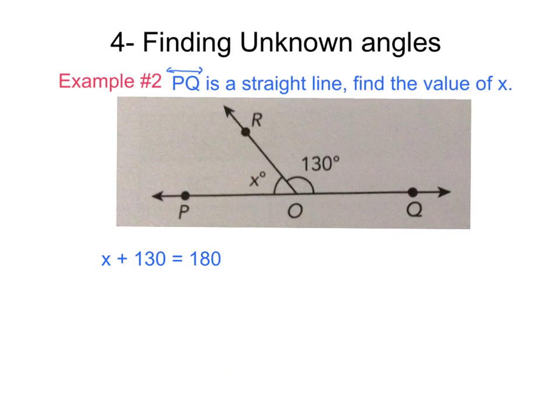So since my goal is to get X by itself, I know that if I'm adding X, I want to subtract 130 from both sides, and I know that X will then result in 50. So then my measure of angle PQR is equal to 50 degrees, because 50 plus 130 will give me a total of 180.